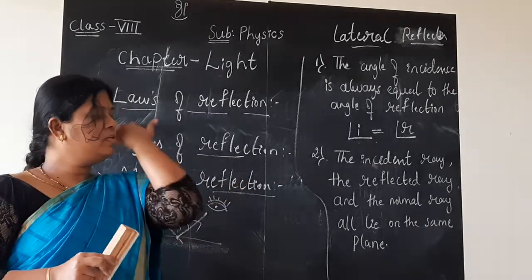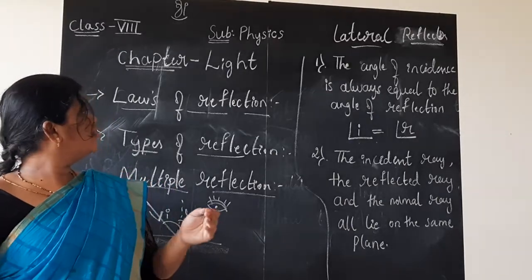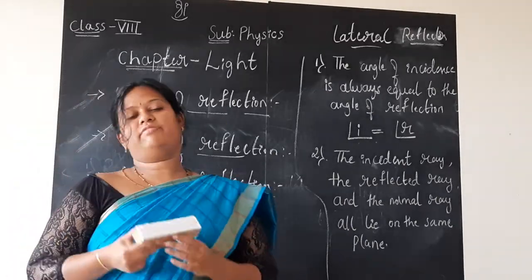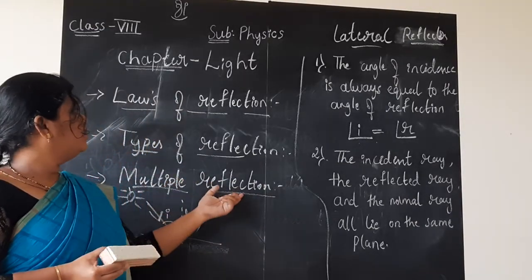So the best example you can give is the barber shop, where you can see the hairstyle of the back side which is not visible with the front mirror. So this is about the multiple reflection, children.